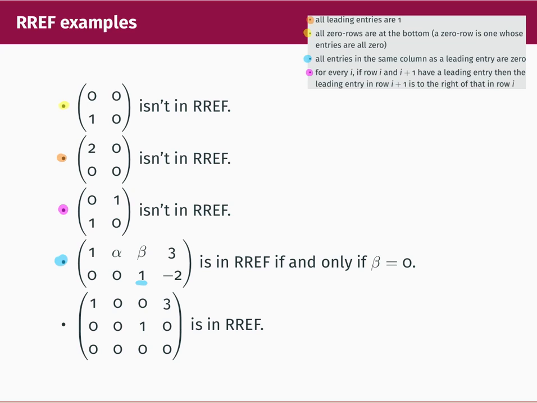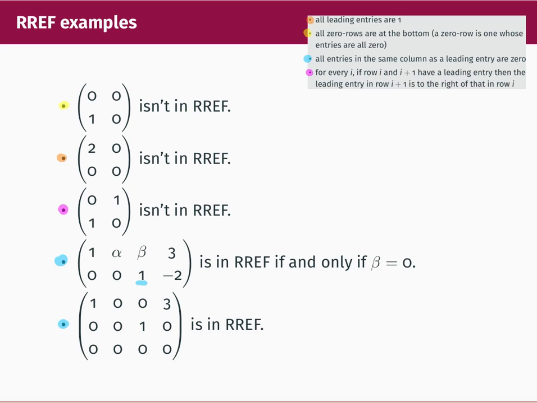Every other part of the definition of row-reduced echelon form is fine always. All the leading entries are 1, because there are 2 leading entries, one in row 1 and column 1, and that's 1, and 1 in row 2 and column 3, and that's also 1. All 0 rows are at the bottom. Well, there aren't any 0 rows, so condition 2 is fine. Condition 3 we've discussed, and that's fine if and only if beta is equal to 0. And condition 4 tells us that the leading entry in row 2 must be to the right of the leading entry in row 1, and that's correct because the leading entry in row 2 is in column 3, which is to the right of column 1, where the leading entry in row 1 is.